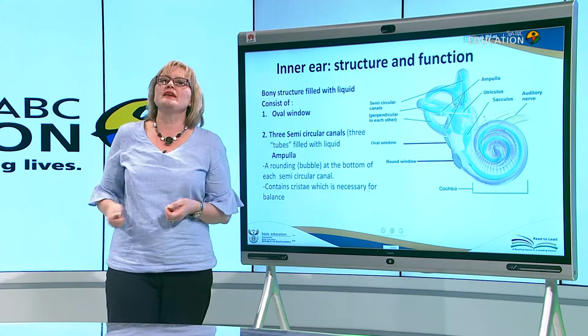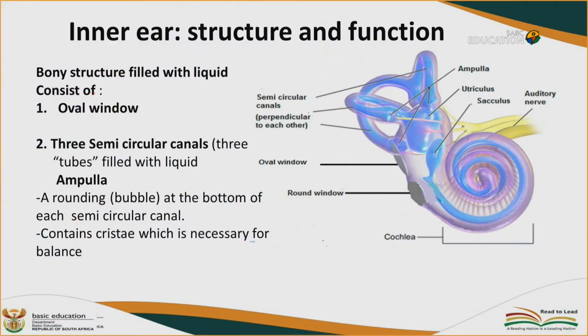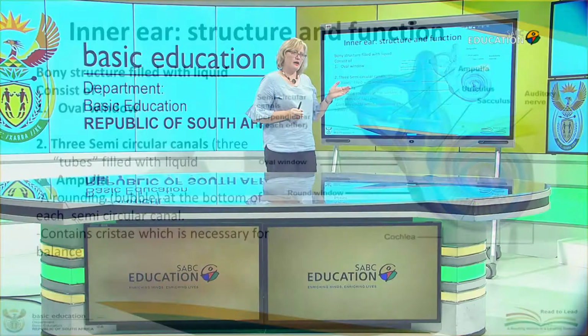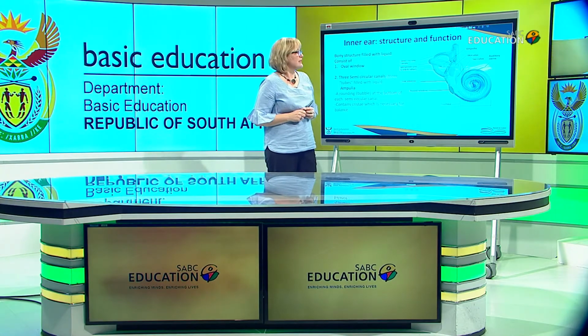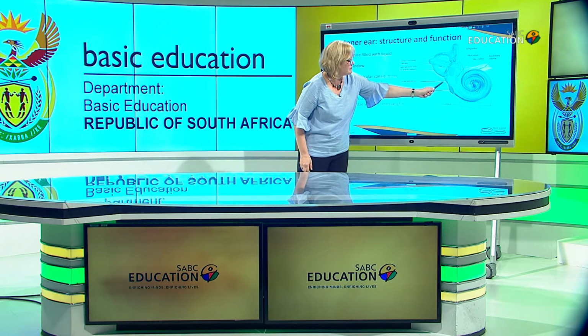Right, now we get to the inner ear. Now the inner ear is a bit more complicated. As you see, it looks like a little snail there. It is a bony structure. This whole structure here is bony, but it's filled with liquid. Remember, the middle ear was filled with air as well as the outer ear, but this one is filled with liquid. So firstly, we have the oval window over there.